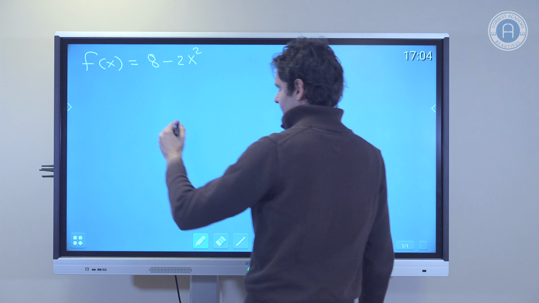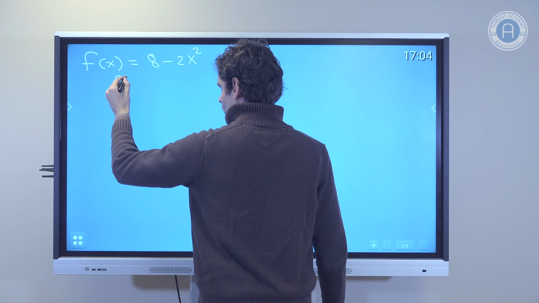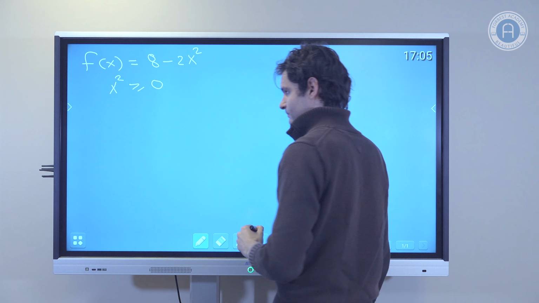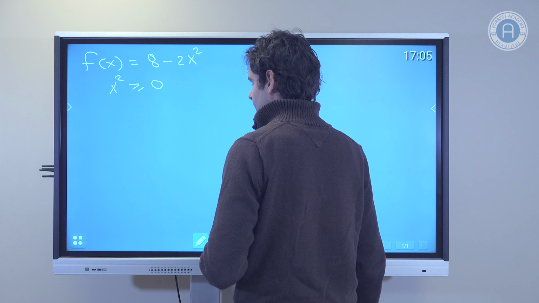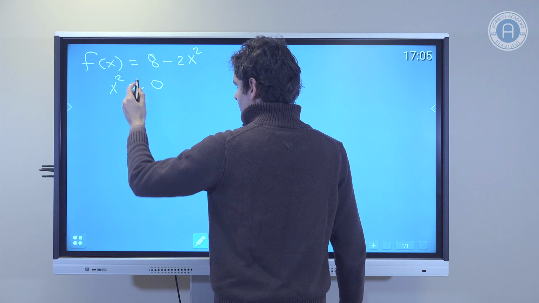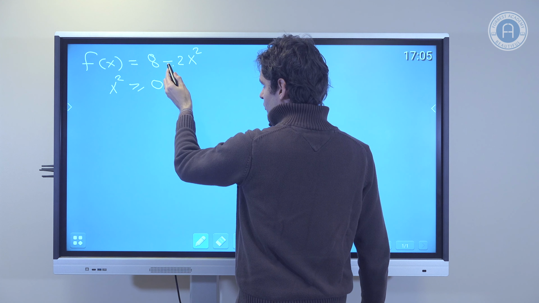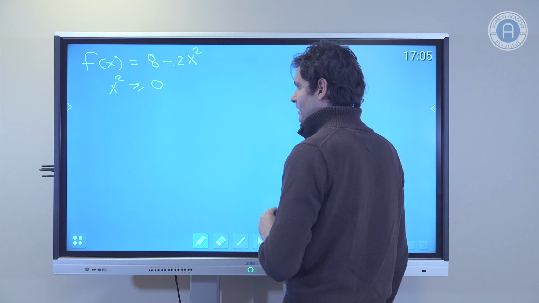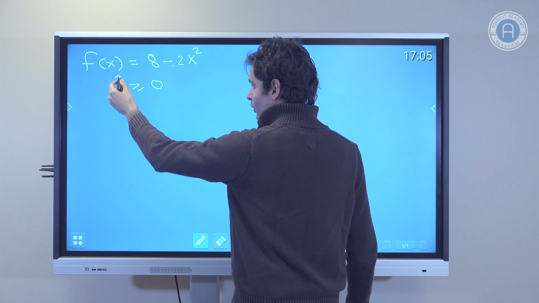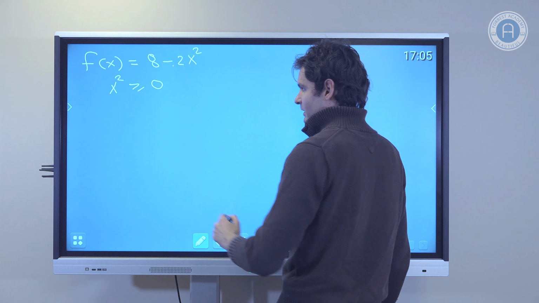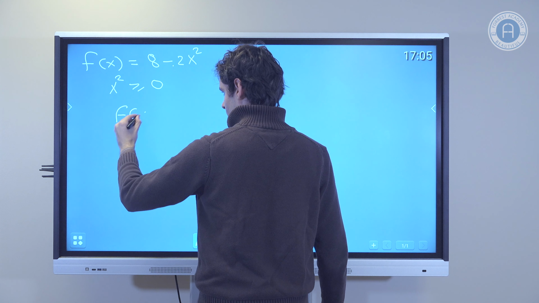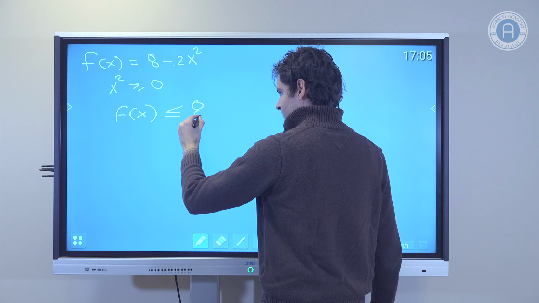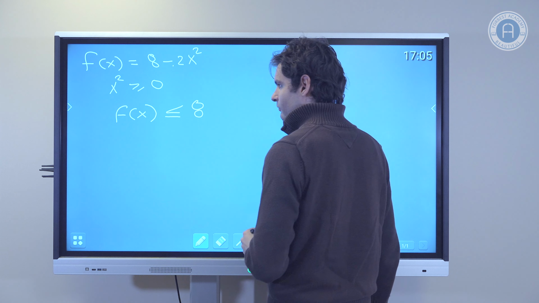One thing to note here is that x squared will always be bigger or equal to 0. Right? So that means that this function, since you're subtracting 2x squared, you're always going to be subtracting a positive number because x squared is always bigger than 0. Right? So that means that the maximum value of f of x is 8. That's the maximum value of this function.